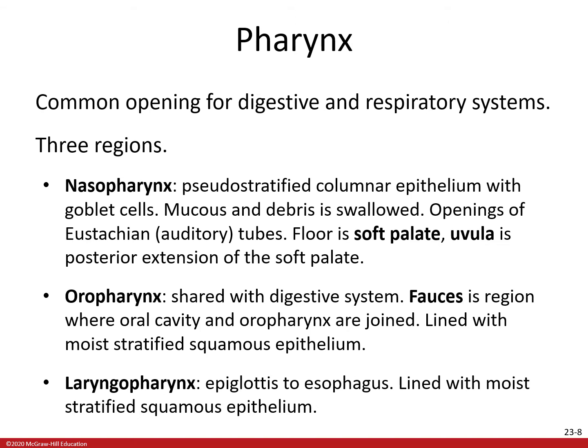All right, so one of the structures that I want to talk about just by itself is going to be the pharynx. This is just a common opening for digestive and respiratory systems. Remember, when we talk about the pharynx, we're talking about the throat, and we have talked about these three regions already. So I am just going to leave this as is. If you want to sit here and read through it, you may, but we have talked about these pretty extensively already.